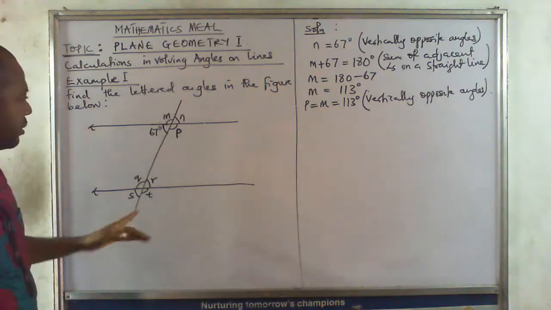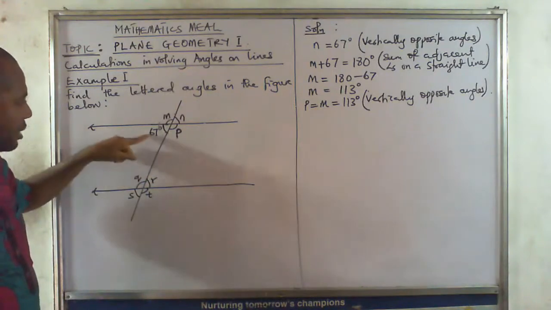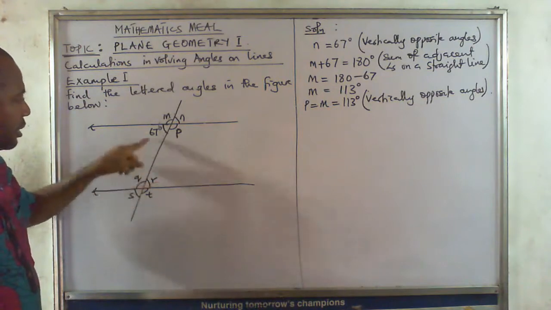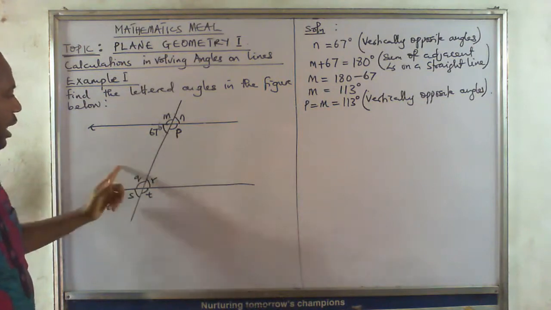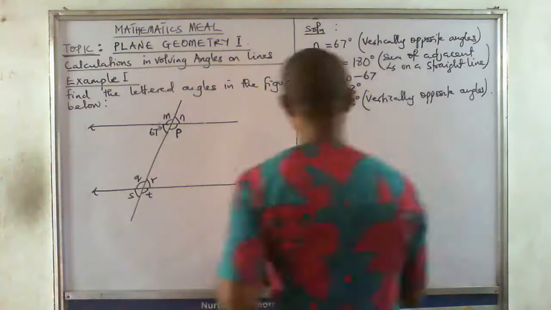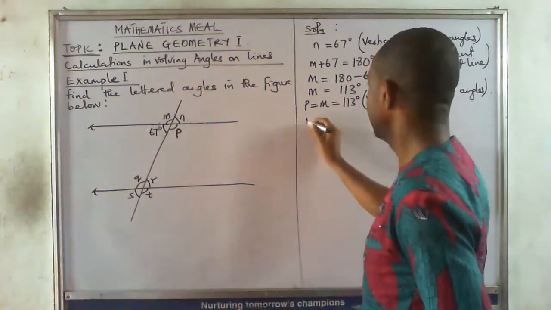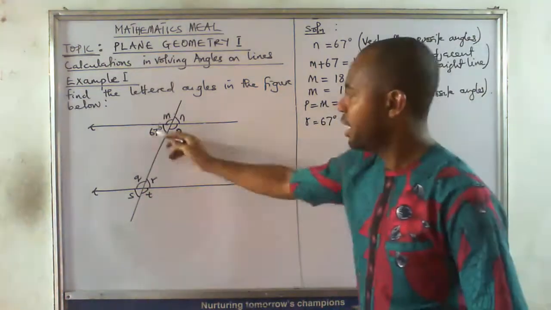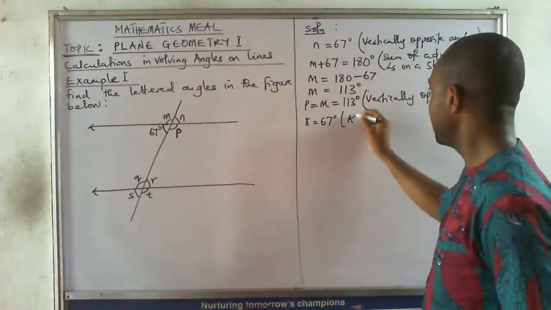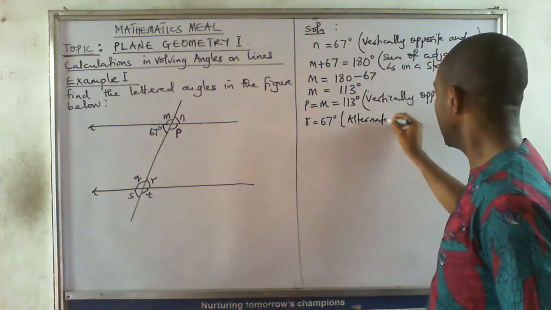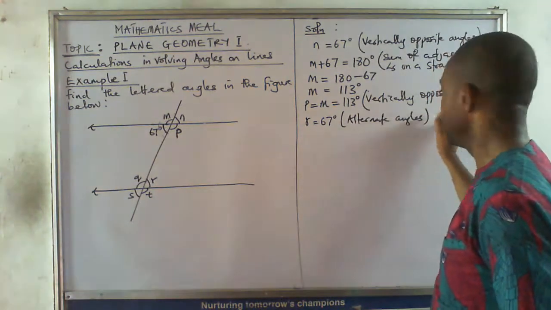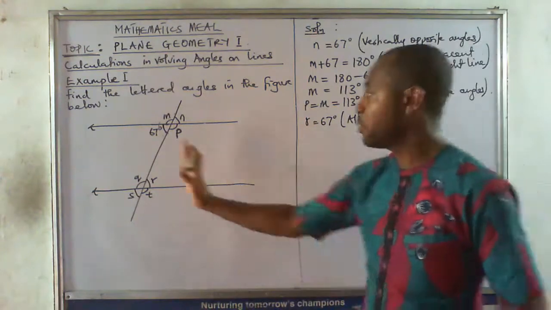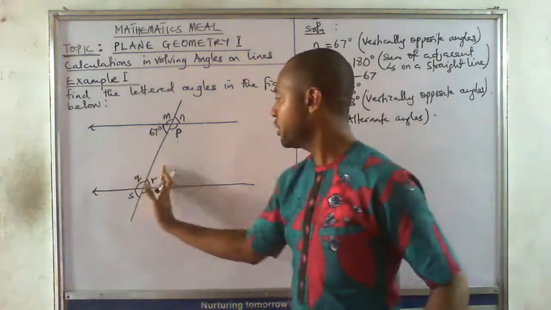This is a transversal. Now look at the arrow and 67. What can you say about the arrow and 67? We can actually say that the arrow is equal to what? 67 degrees. Why? They are what? Alternate angles. We say that alternate angles occupy different sides and different positions. This one is on the left, this one is on the right.